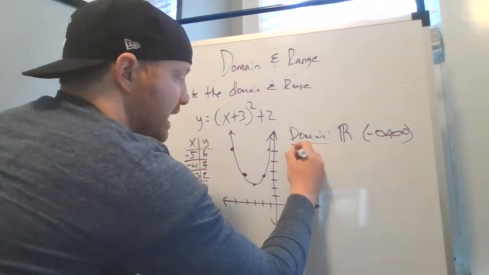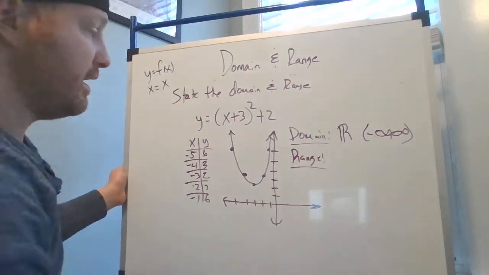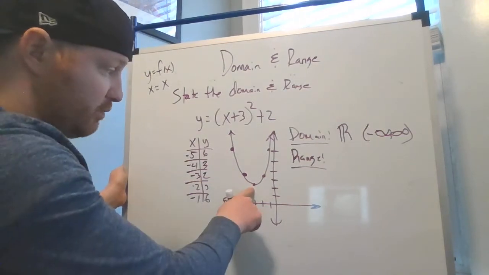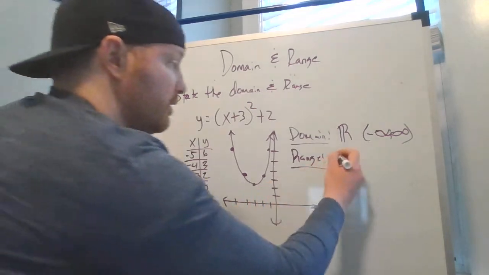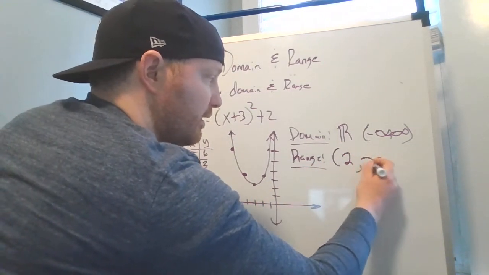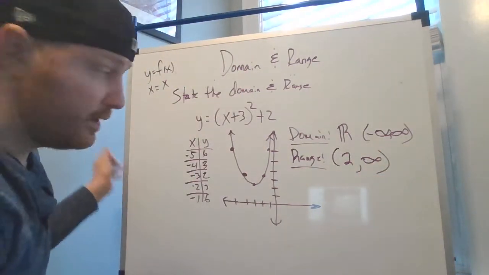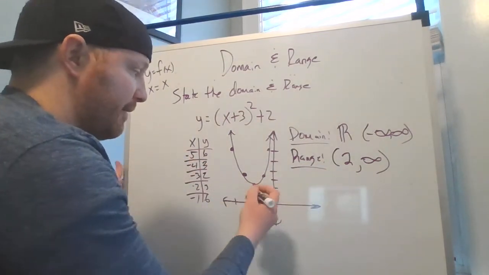Your range is now what's affected, and you can just tell by looking at this visually. So my range, the smallest number, and this is how you're going to write the range, the smallest possible answer I can get according to this graph is at 2. So your range goes from 2 all the way to infinity, because it goes forever upwards, no matter what. But it goes as low as this. This is also called the minimum, okay?